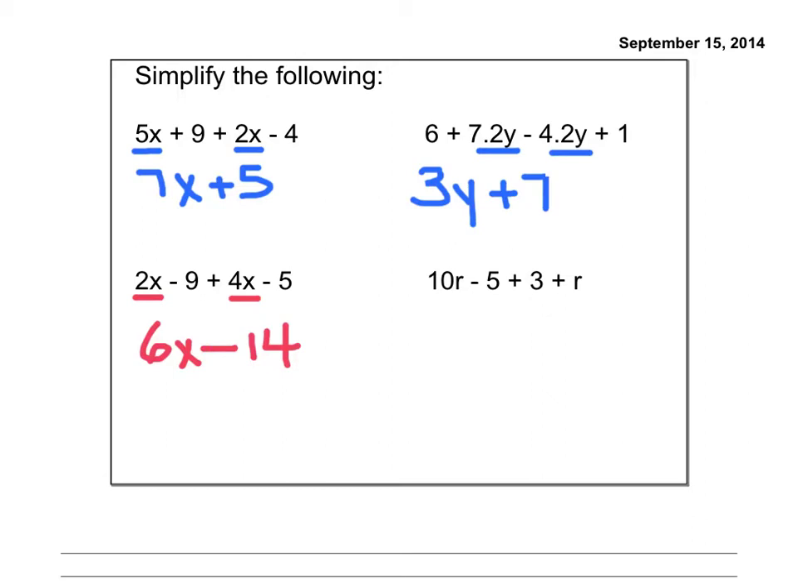Our next one, the like terms are the r's. So we combine those. 10r plus r gives us 11r. And then we've got a negative 5 and a positive 3, different signs. So we get the difference between the two numbers and keep the sign of the larger number, which is negative.